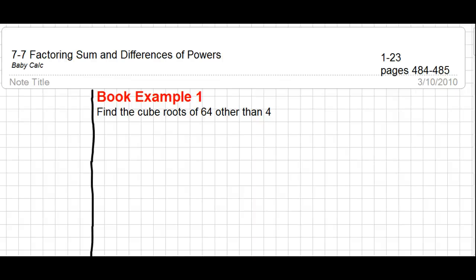This lesson is for FST Lesson 7.7 on factoring sums and differences of powers. First example is a good review of 7.6. When you find a cube root of a number other than 4, you can expect that there's going to be two more answers, because a cube root means to the power of 3.